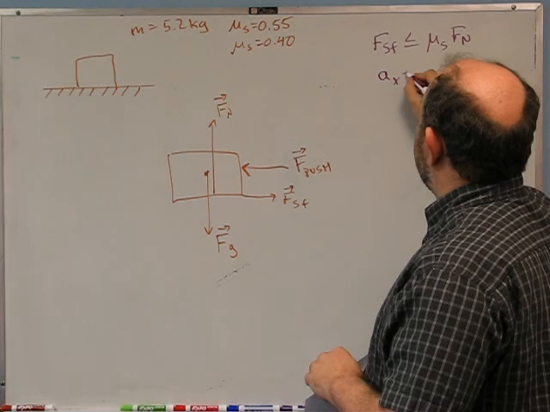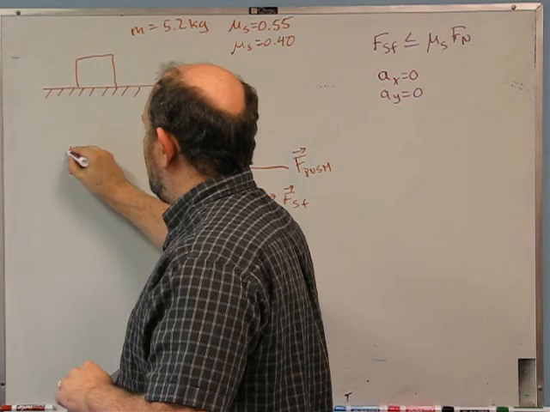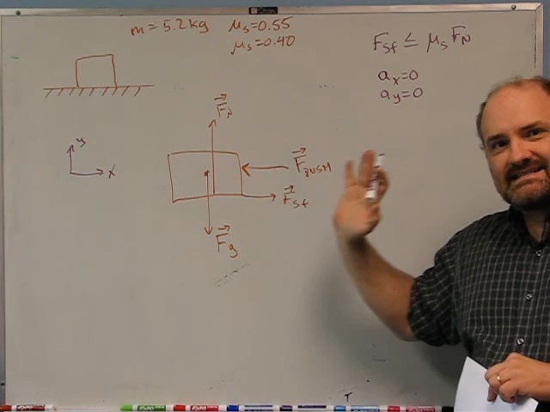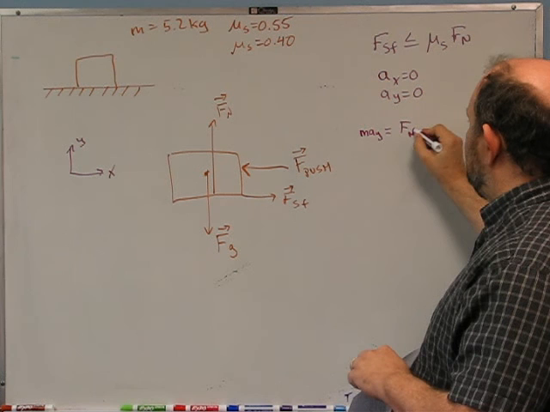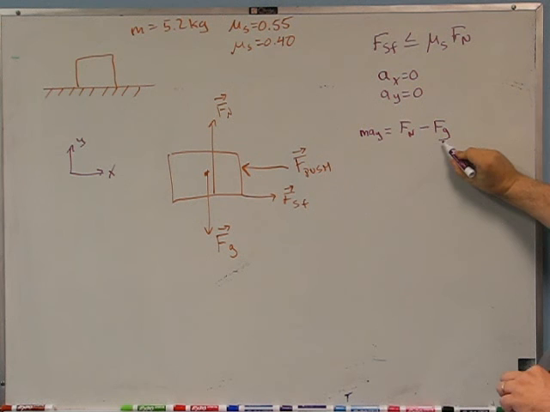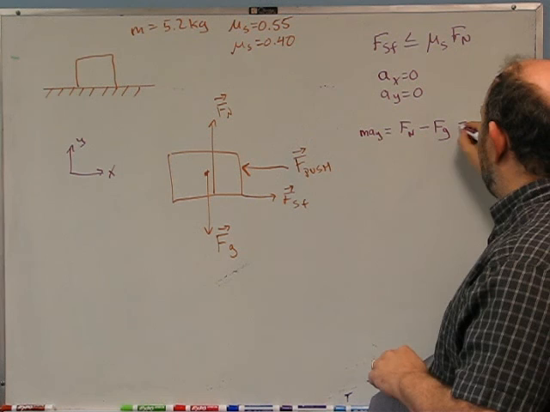I should probably define my axes before I really start talking about x and y. Because the thing is at rest and it's staying at rest, if its velocity isn't changing, its accelerations are 0. So if we look in the y direction, m ay is equal to Fn minus Fg, because gravity is all in the minus y direction, so the y component of gravity is minus the magnitude of gravity, and that has to equal 0. So Fn is just equal to mg.